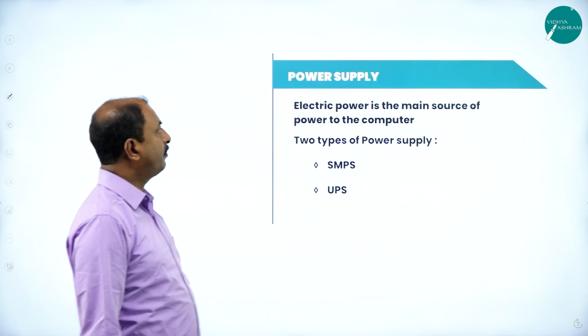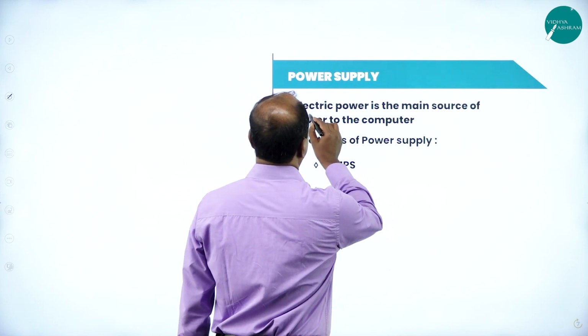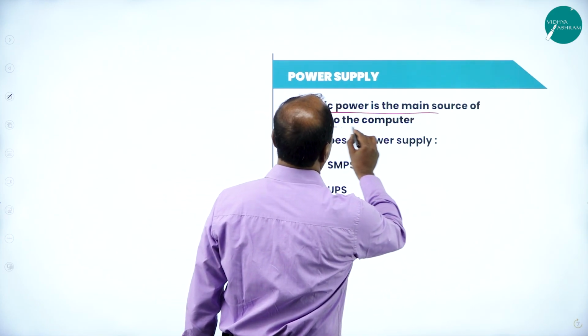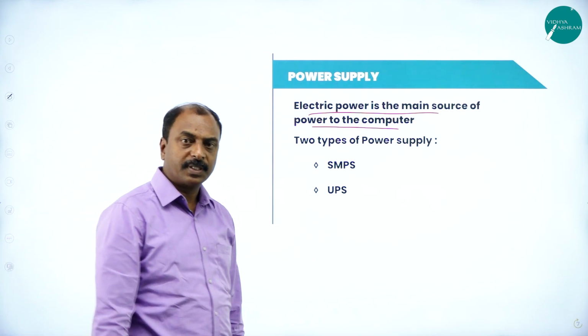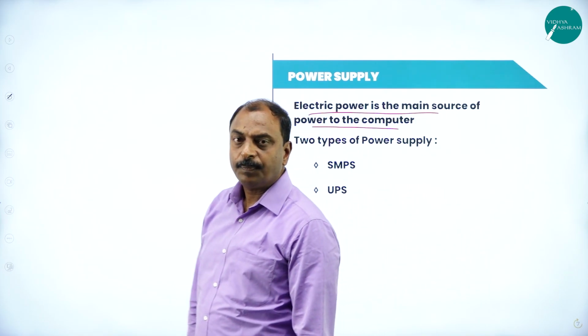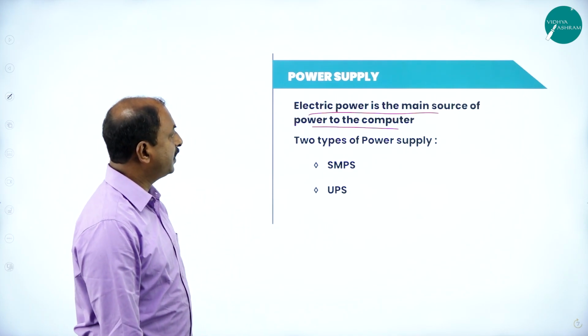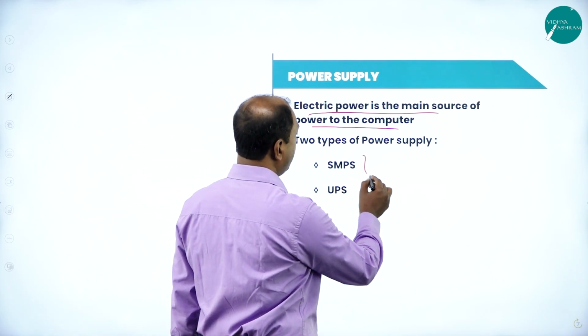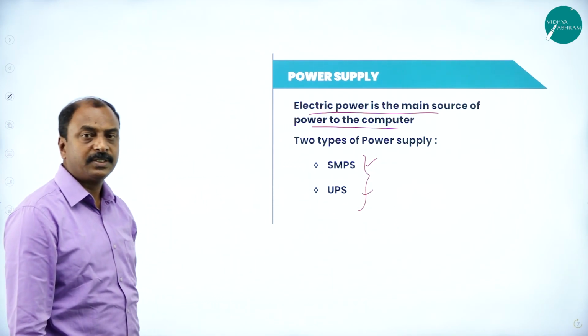In the next slide, we will see what a power supply is. Electric power is the main source of power to the computer system. All of us know that if you want to work with the computer system, it needs a power supply. There are two types of power supply: one is SMPS and the second is the UPS system.